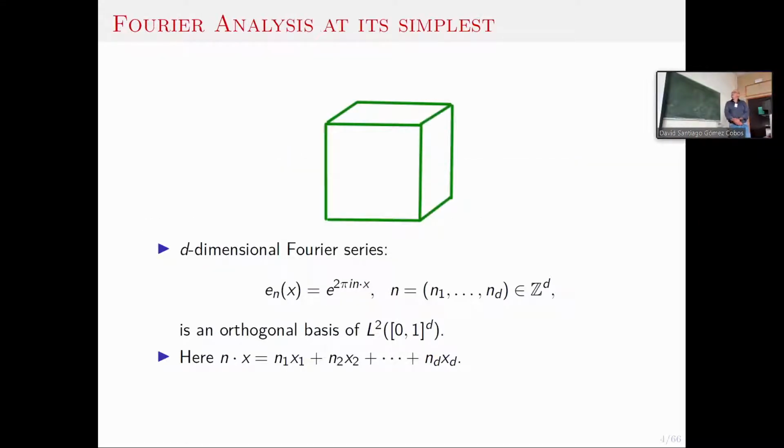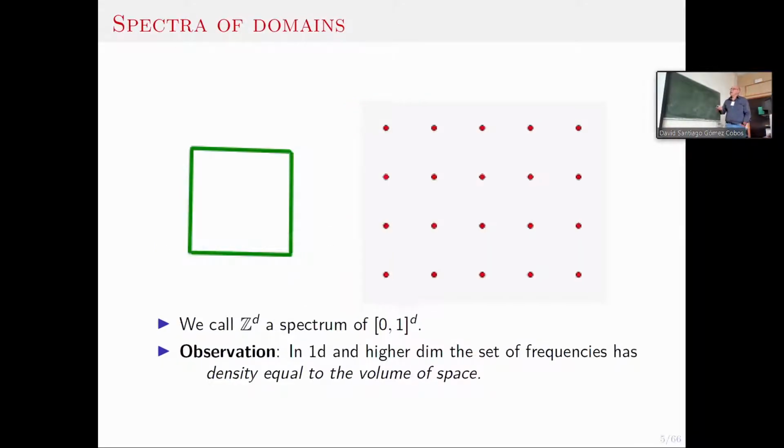And we also know that we can do the same thing in higher dimensions. So if you have the unit cube, say, in d dimensions, and we allow ourselves these functions, which are tensor products of univariate exponentials, the frequencies now are d-tuples of integers. They still form an orthonormal set, which is complete, an orthonormal basis. And here is the domain, and here is the spectrum in dimension 2. So again, we'll call it a spectrum.